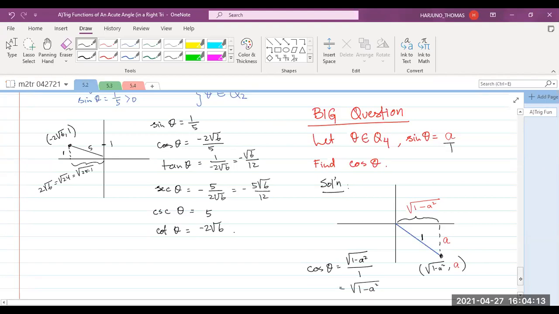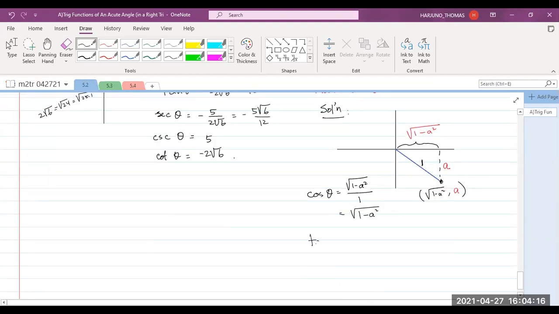Okay. Now, how about tangent theta? Suppose I go on find out what is tangent theta. Tangent theta will be the y over x, right? Now, is this tangent theta positive or negative? Good question. That's negative. That's right. Why? Because a is negative. Okay. Now, square root of anything will be positive, right? Negative over positive, that will be negative.